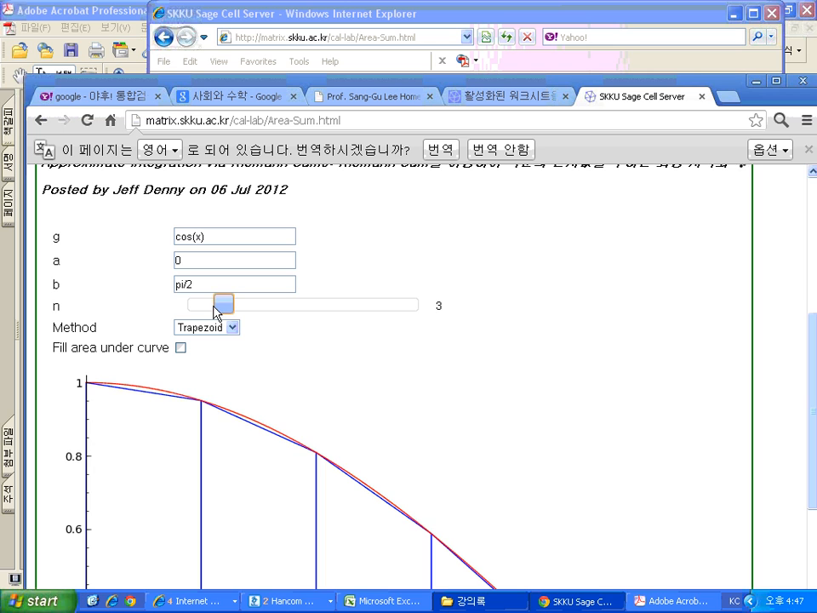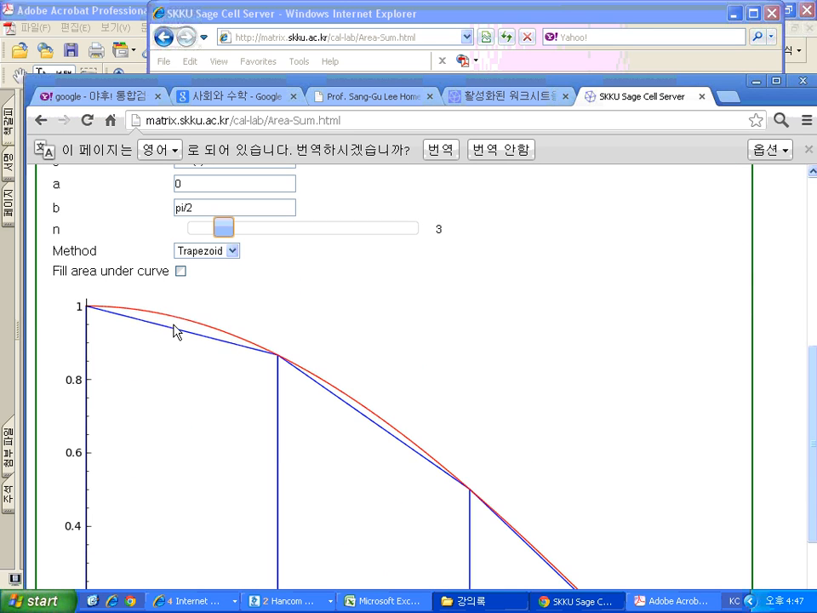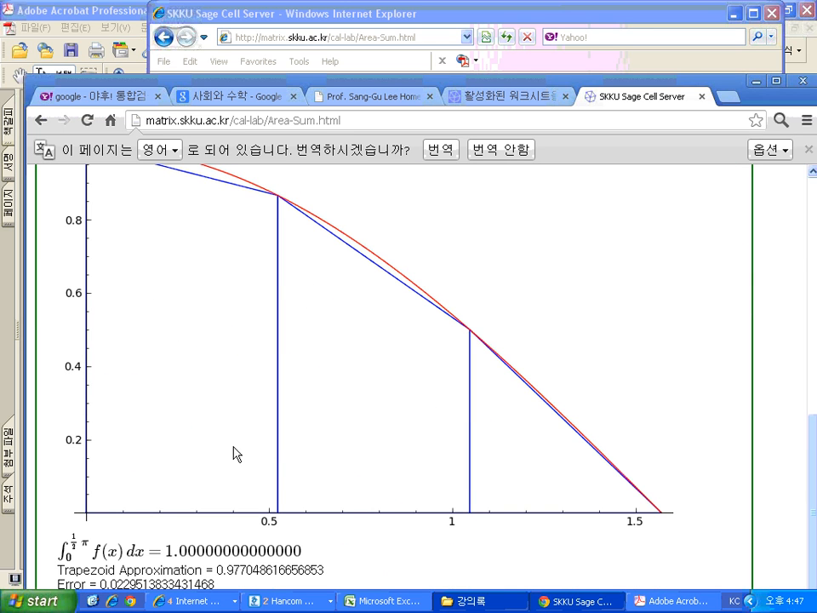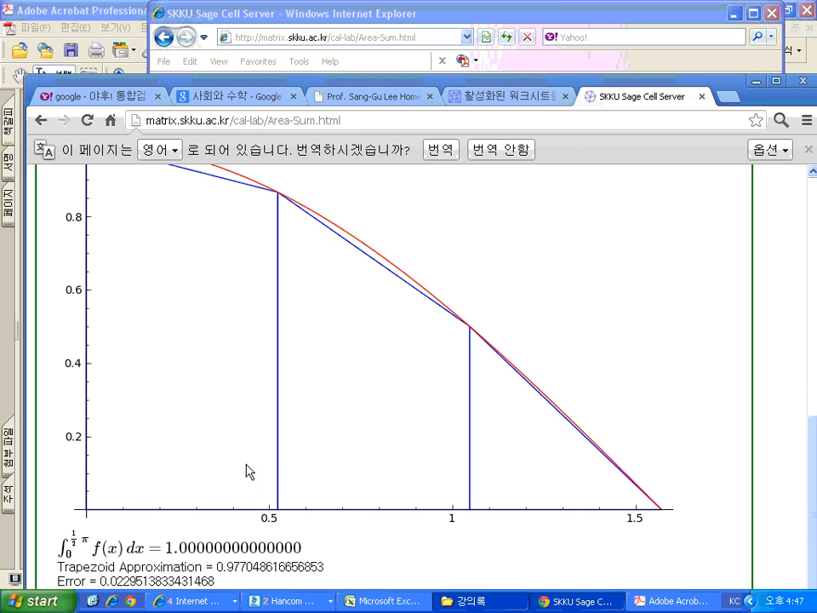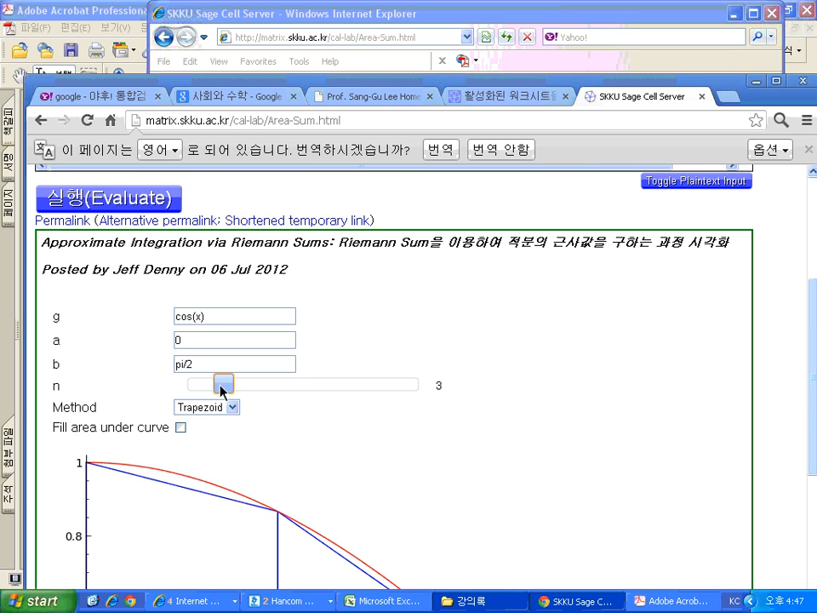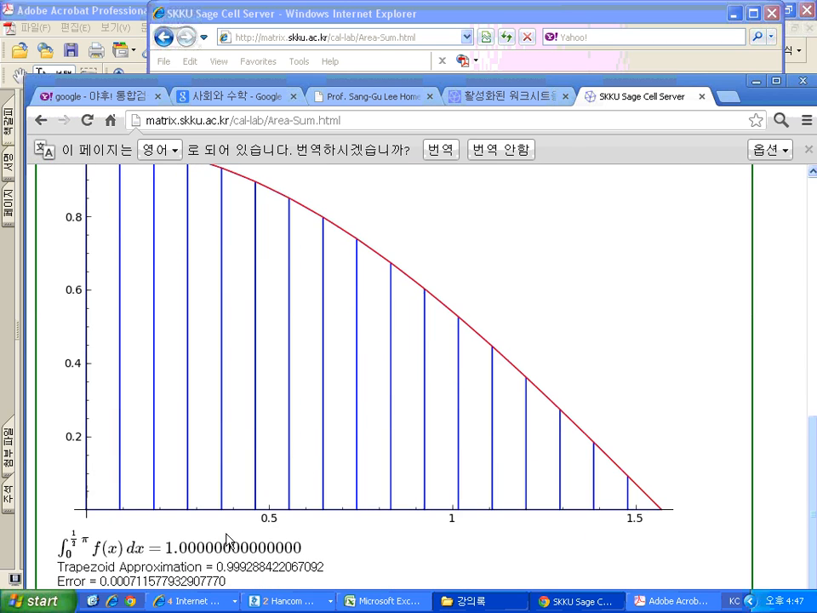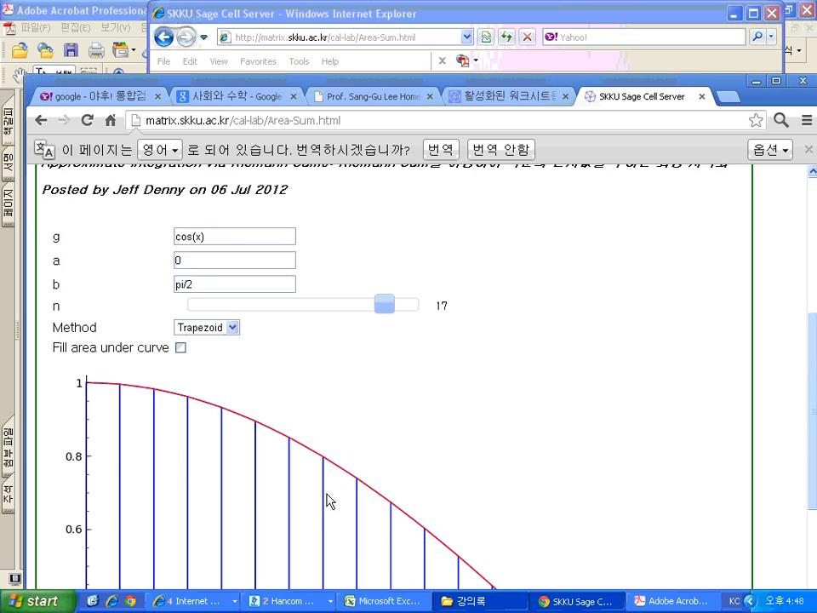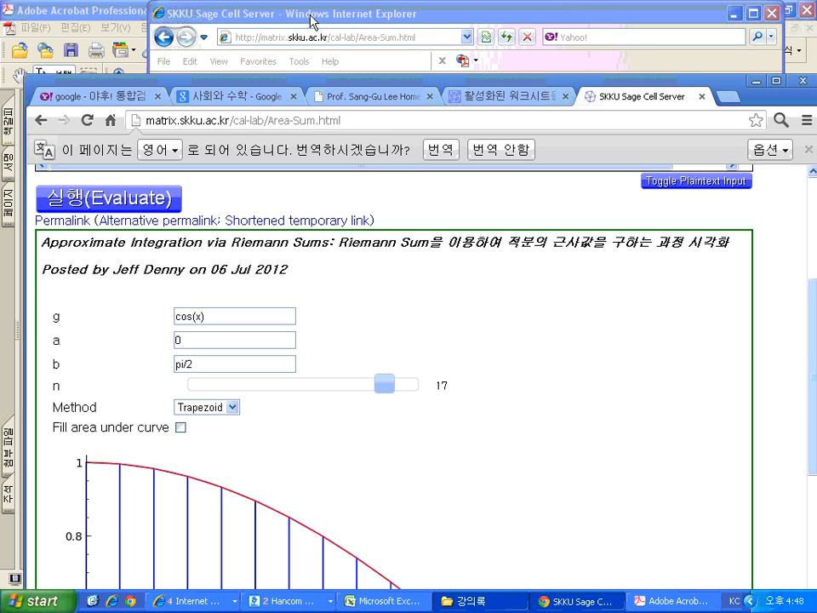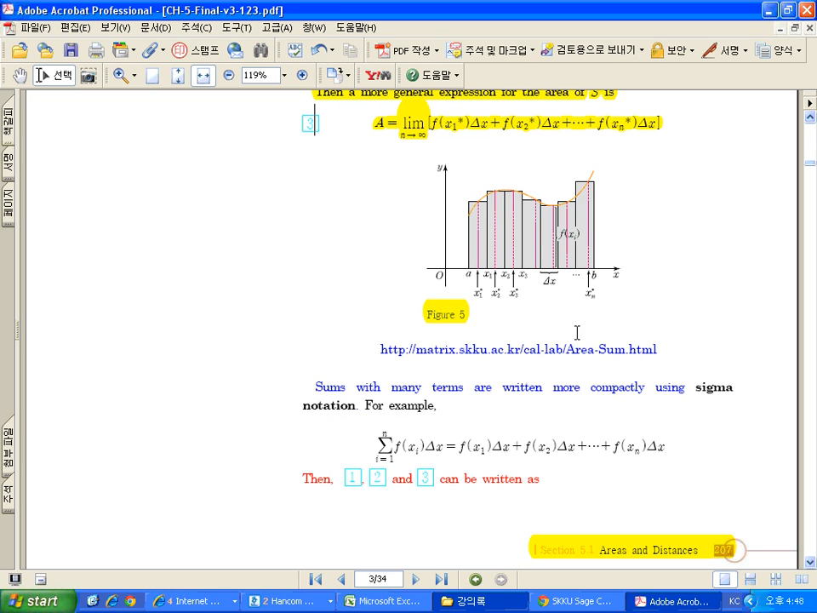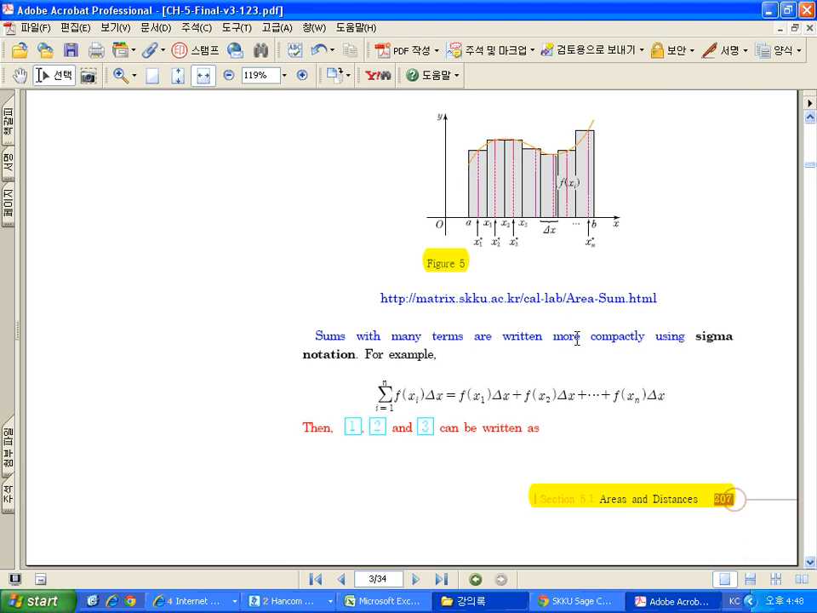This is a trapezoid, 사다리꼴이죠. 사다리꼴을 이용해서 하는. Then we have a much better approximation. As you see, if we go to about 617 like what we did, it is almost 0.999. So there's almost no error as it goes to infinity. So these are the ideas of 구분구적법.